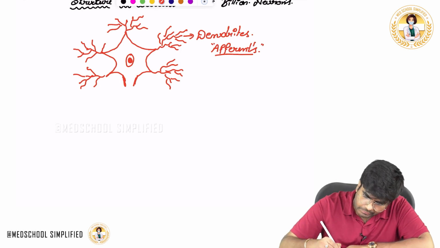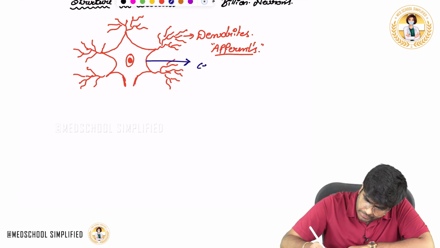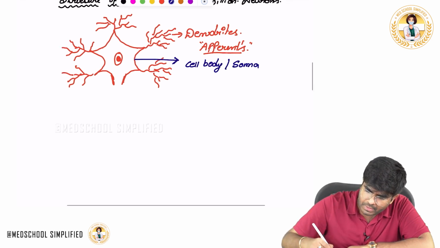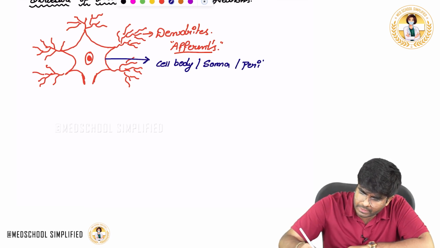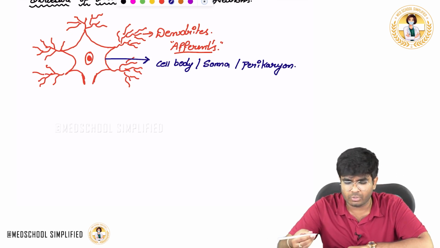Now what is this area called? This area is called the cell body or soma. It also has one more name called perikaryon. Karyon means nucleus, peri means surrounding the nucleus, which is nothing but the cell body or the soma. Cell body or soma or perikaryon.